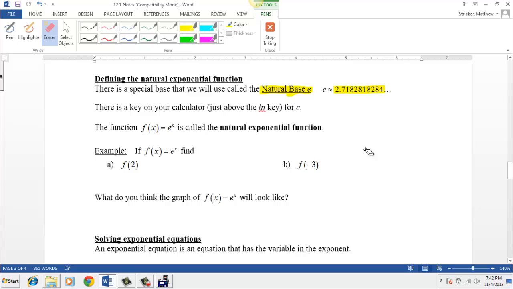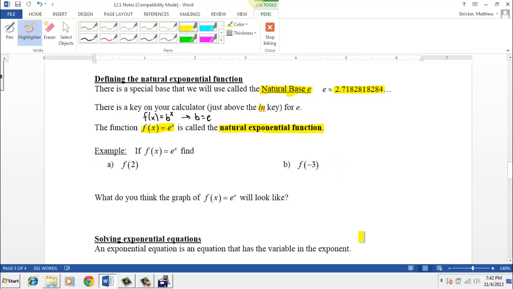If we use that in our function, then we're just basically taking our f of x equals b to the x. Remember, that was how we defined an exponential function. And we're letting the base equal e, which makes it f of x equals e to the x. And if we have f of x equals e to the x, we call it the natural exponential function. And there's a button on the calculator for that. It's just above your ln button.